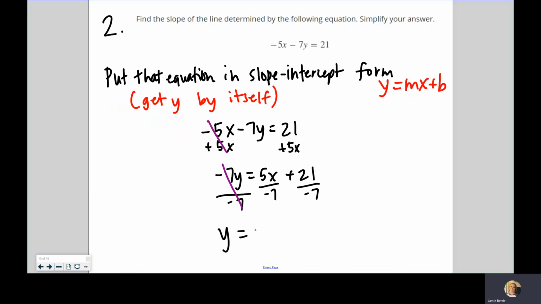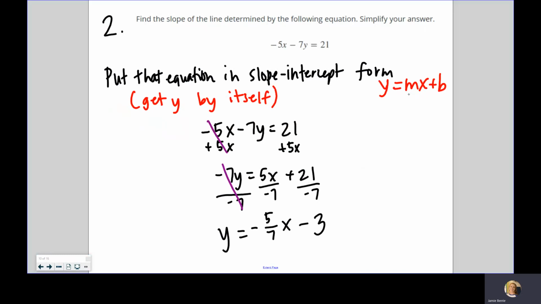5 divided by negative 7, that's negative 5 over 7, x plus, whoops, not plus, right? 21 divided by negative 7 would be negative 3. Perfect. Now we've got it in slope-intercept form.